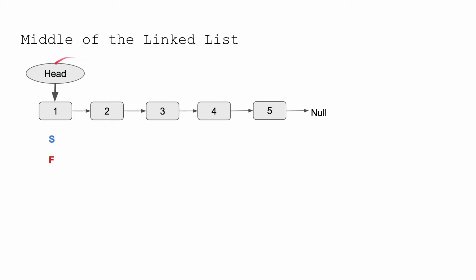So for example, let's say you're given this linked list, right, with 5 nodes. Now what you can do is simply use 2 pointers. One would be your slow pointer and the other one would be your fast pointer.